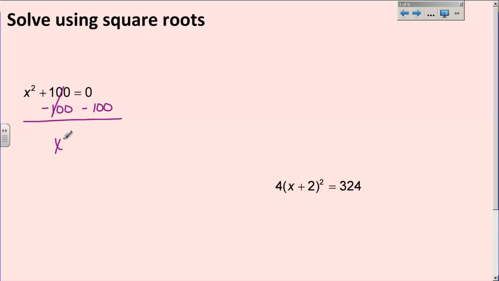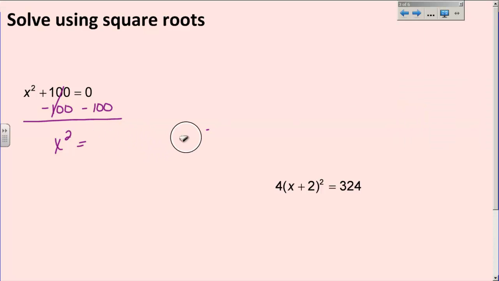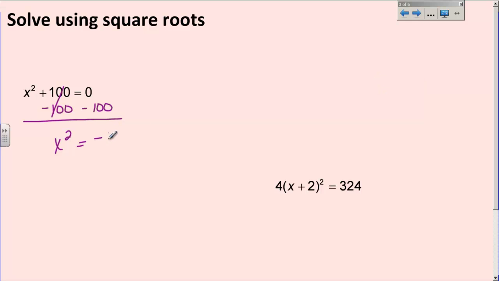So I end up with x squared equals negative 100. My pen is having a total spaz attack. I apologize. Let's try this again. Equals negative 100.